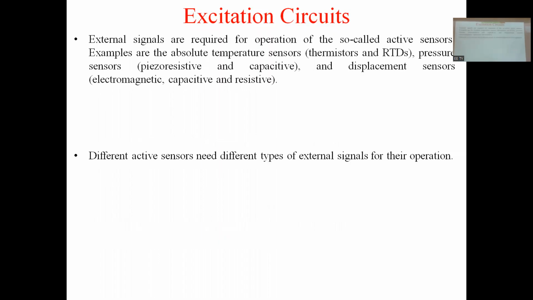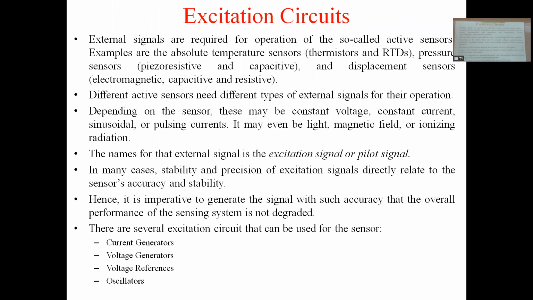So see, external signals are required. What is excitation? The external signals which are required for the operation of the active sensor. To enable the operation of an active sensor, an external circuit or external signal is required. An external voltage source or external current source will be required. Then we can call it the excitation circuit for that active sensor.